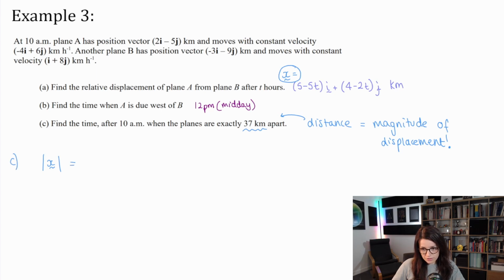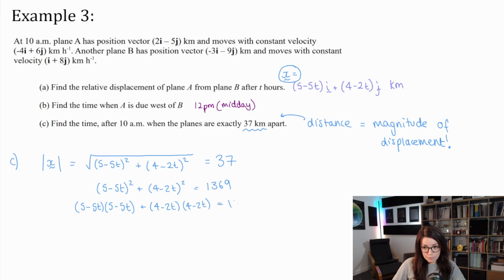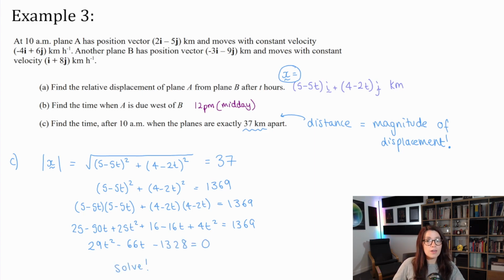The magnitude of that relative displacement vector is going to be the square root of (5 - 5t) squared plus (4 - 2t) squared. And that's going to be equal to 37. So once again, that's just coming from doing a Pythagoras on the vector to get the magnitude of the vector. To solve this for t, you probably want to square both sides first to get rid of the square root symbol. So if we do that, we're going to get this. And then it's a case of expanding the brackets carefully and then tidying up, preferably into the form of a nice quadratic. Something like this, which you can then solve in your preferred way, for example, using the quadratic formula.